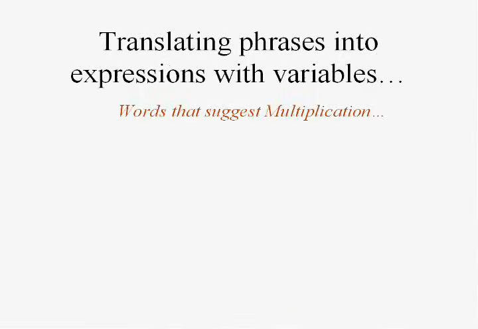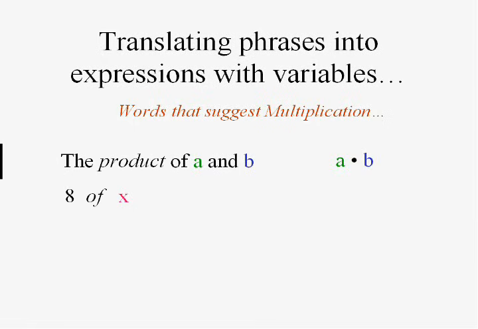Let's look at multiplication. The word product is the answer, by definition, to a multiplication problem. So the product of A and B is A times B. The word of smells like multiplication all the time. 8 of x means 8x. If you see of, I always think of those cartons they sell eggs in. If you have 2 of those cartons, how many eggs do you have? Well, you know you have 24, and you know you multiplied to find that. So of always means times.